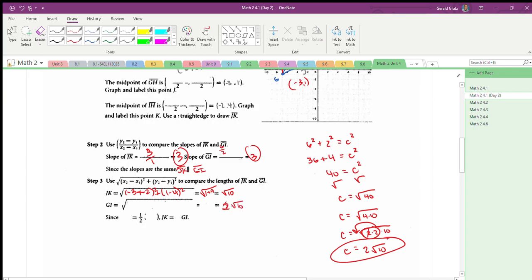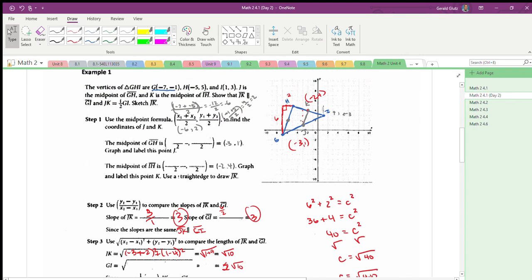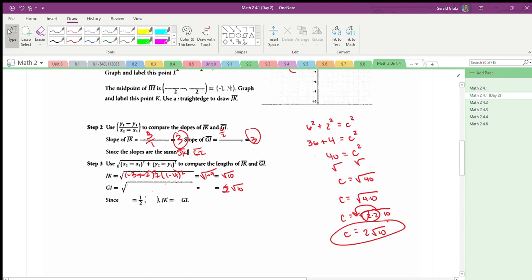There we go. So notice that GI is twice as big as JK because 2 times radical 10 is twice as big as just radical 10. So I just proved that the midsegment is half of the length of the third side.